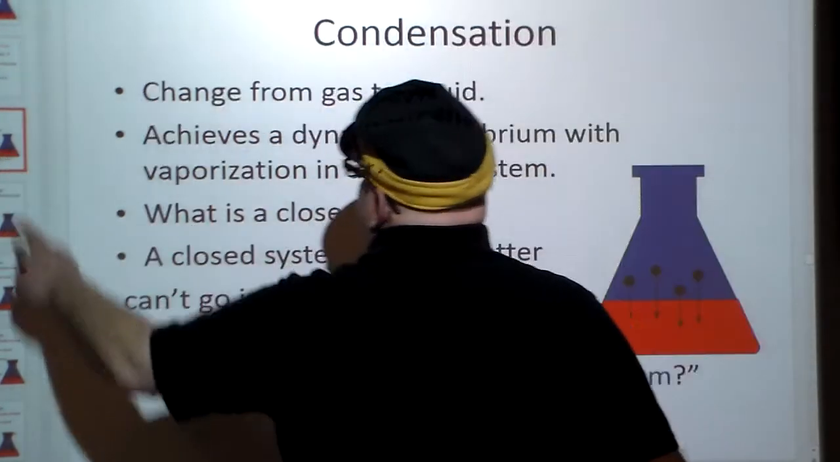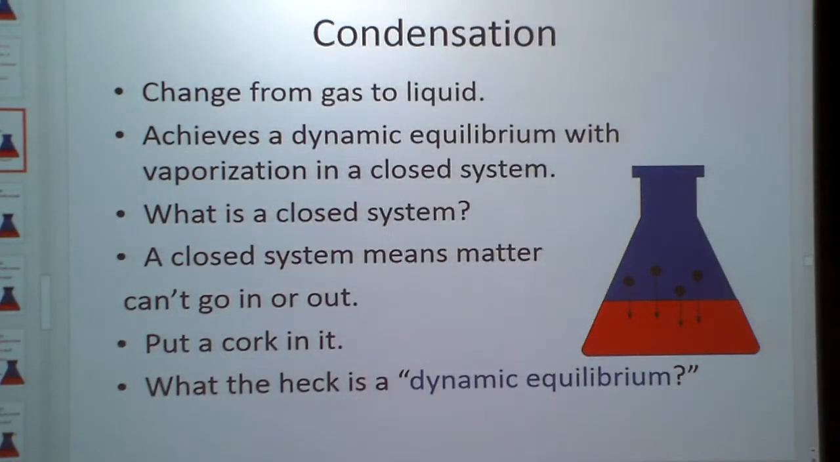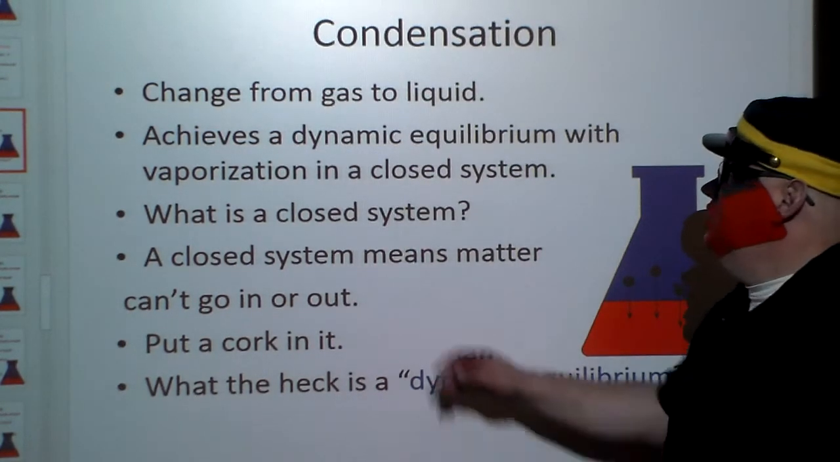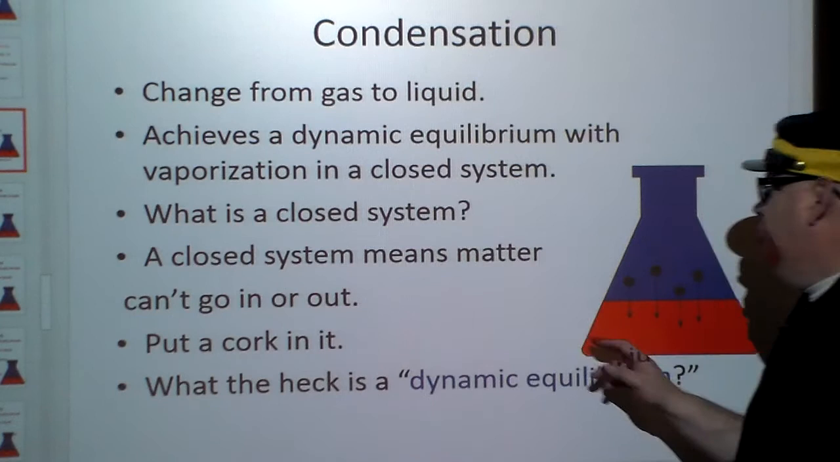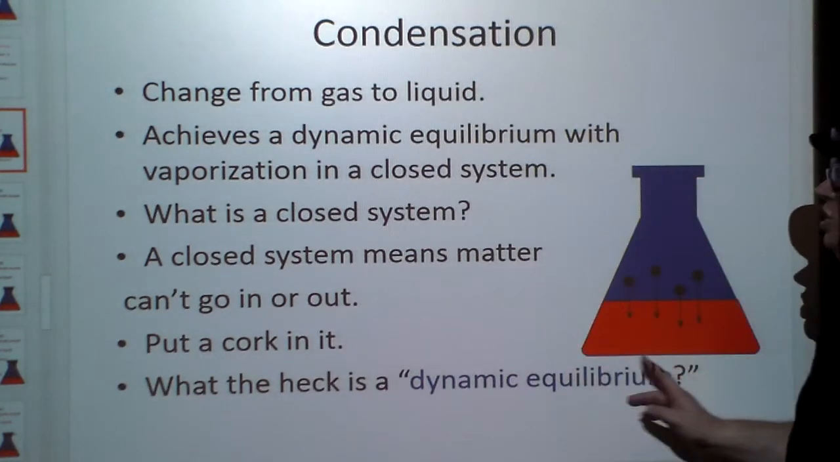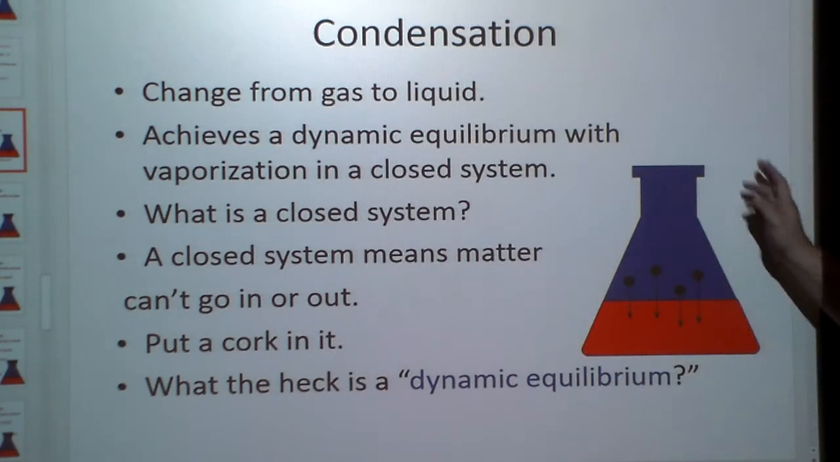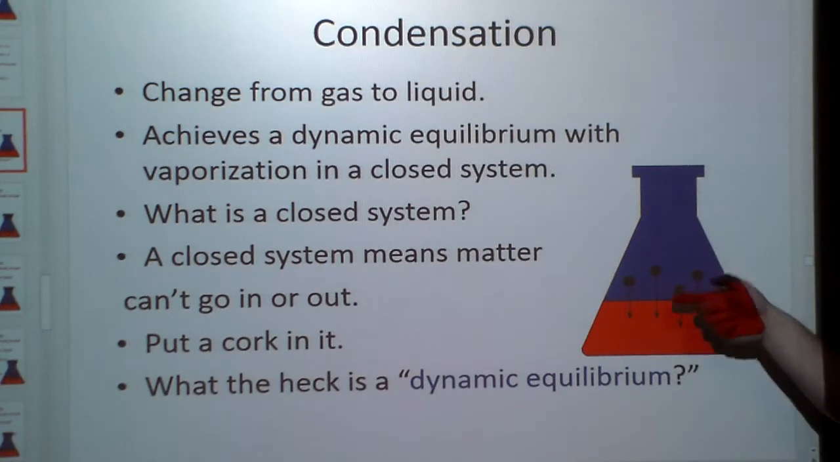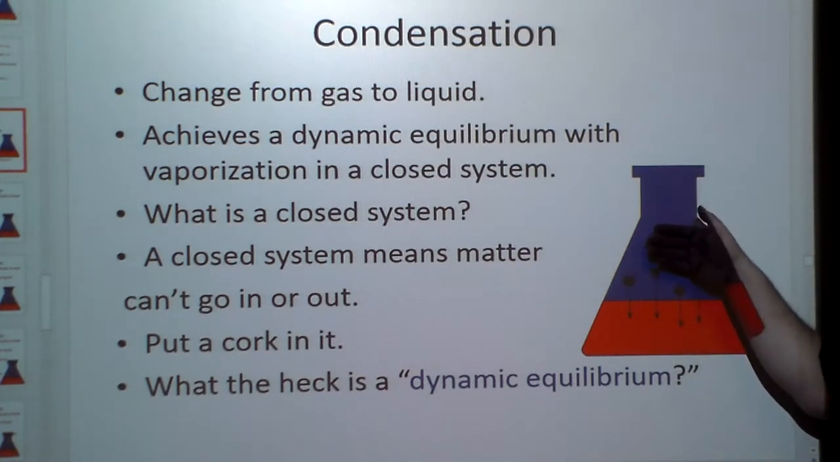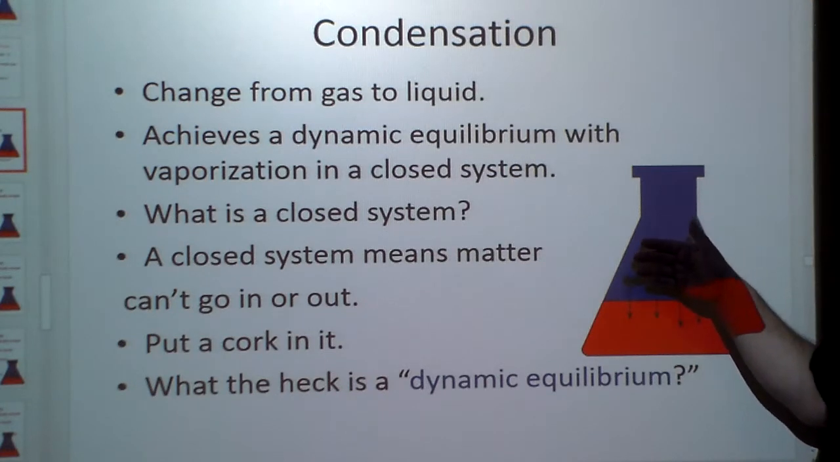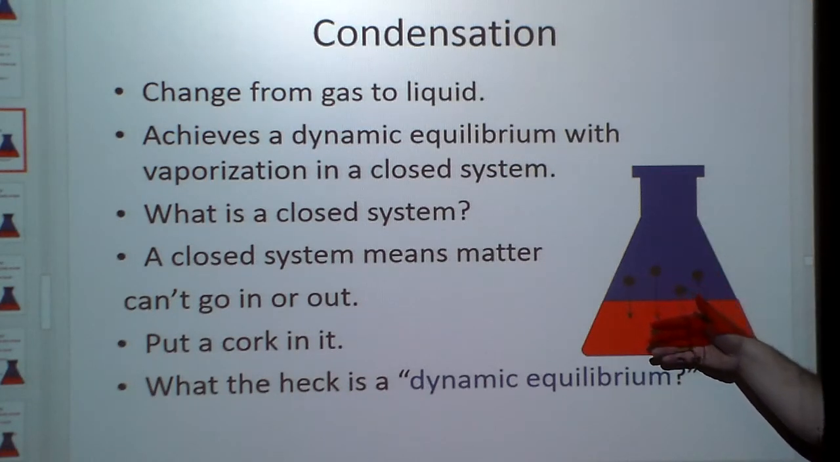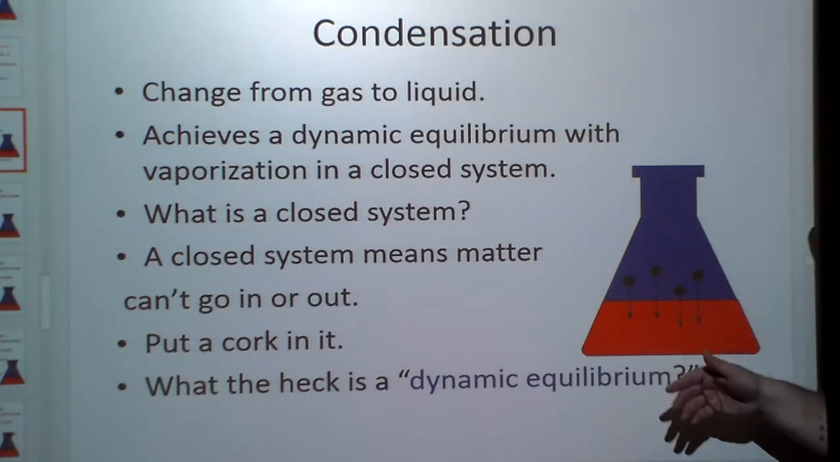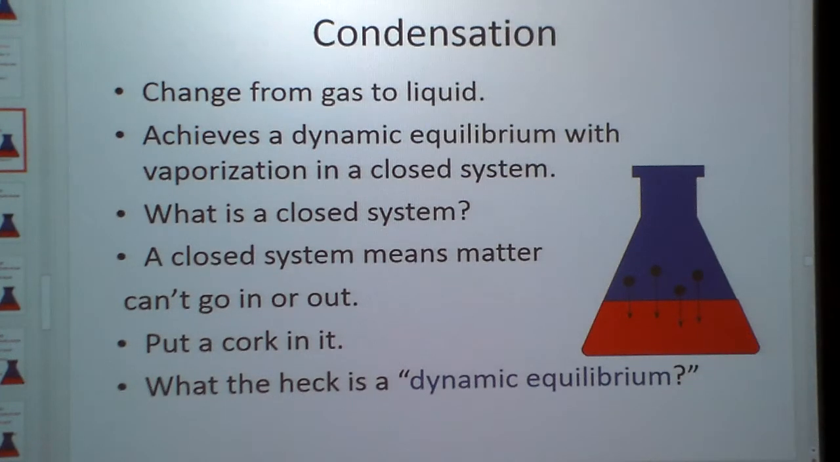All right, let's move on. Condensation is the opposite. You're going from gas to a liquid. In other words, in condensation, there is a dynamic equilibrium with vaporization in a closed system. Okay, so what do you mean by dynamic equilibrium? How fast it evaporates and how fast it condenses is the same rate. That's a dynamic equilibrium, okay?